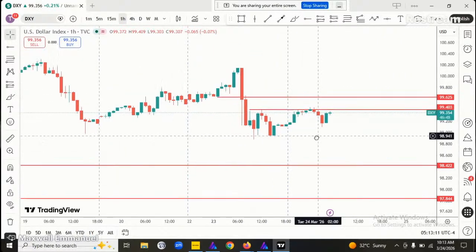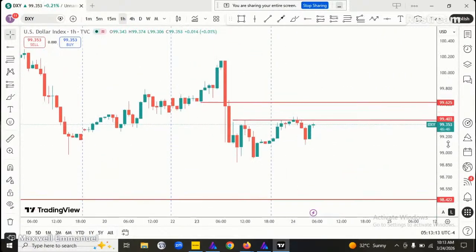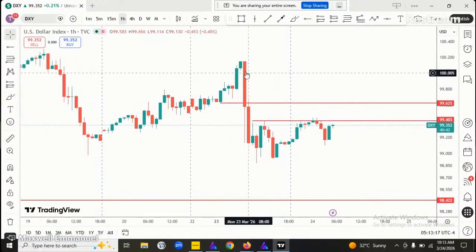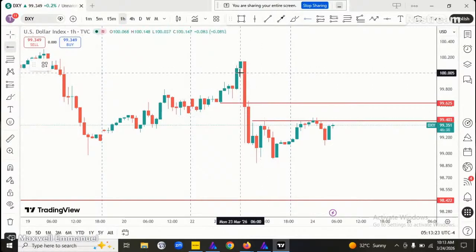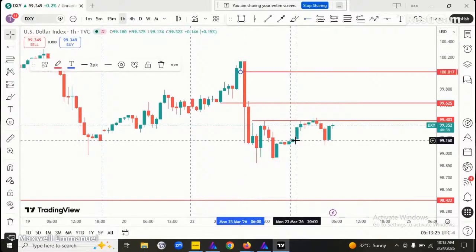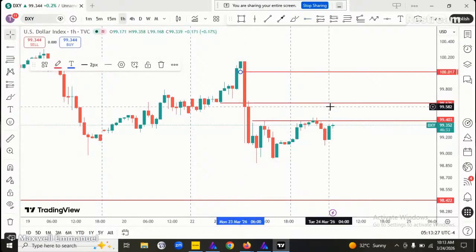Okay, so that's it for the dollar. Bearish on the dollar. On the dollar, this is 1 hour time frame. We also have this fair value gap here on the 1 hour time frame. I want to see what price will do after filling this fair value gap. That's when I'll go bearish.